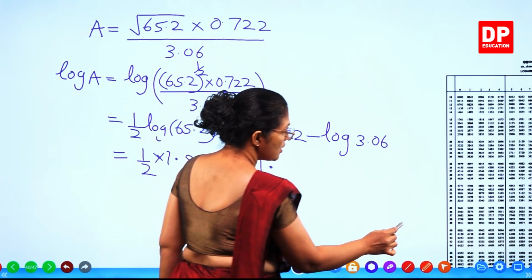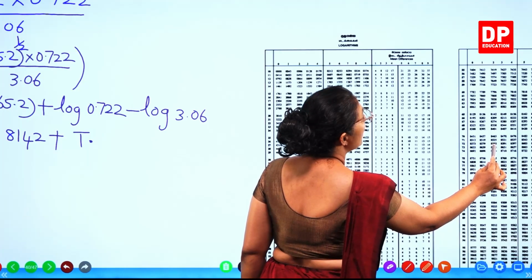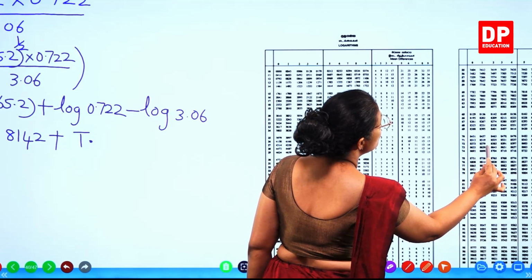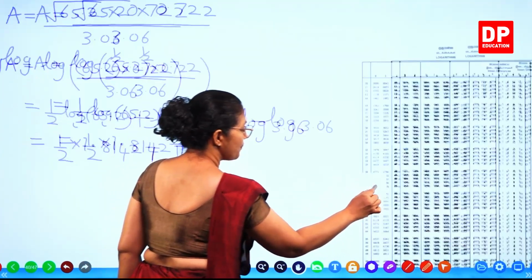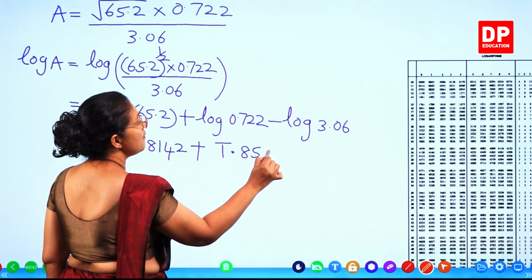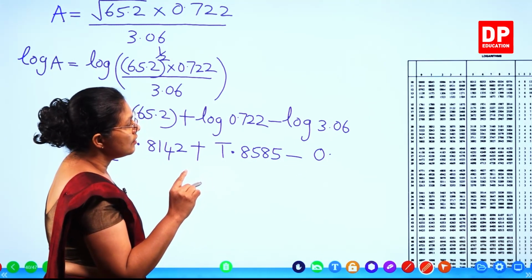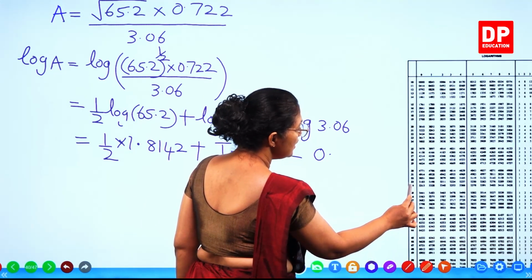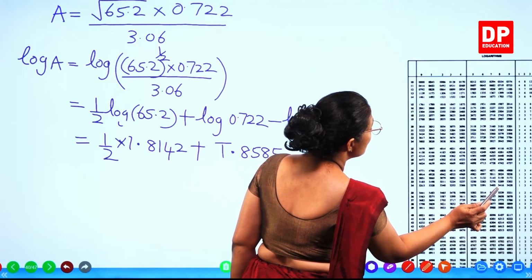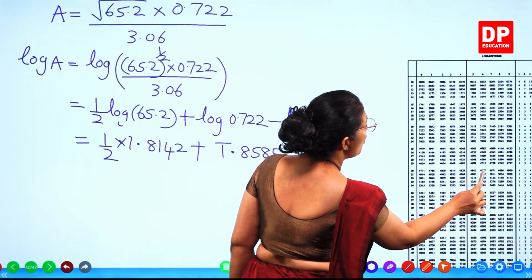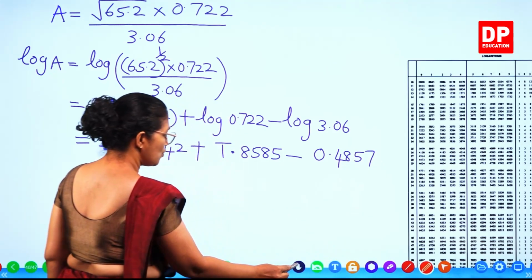Now refer to 72.2. 72.2 is the third column. Is that the third column? 72 to 85.85. And here the characteristic is 0 for this one. And 36 is 30 with 6. What's that? 46 here. 48.57. Now we need to simplify.